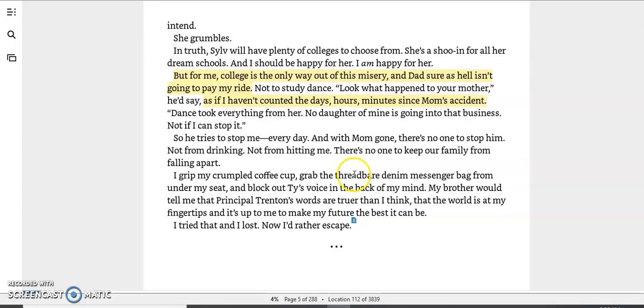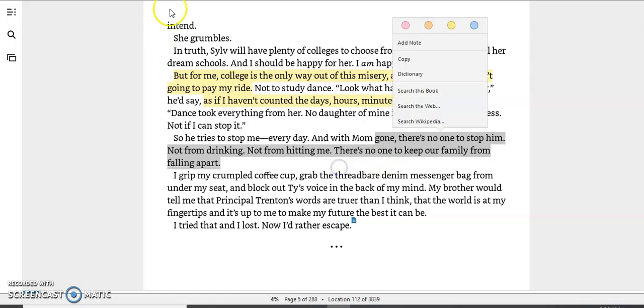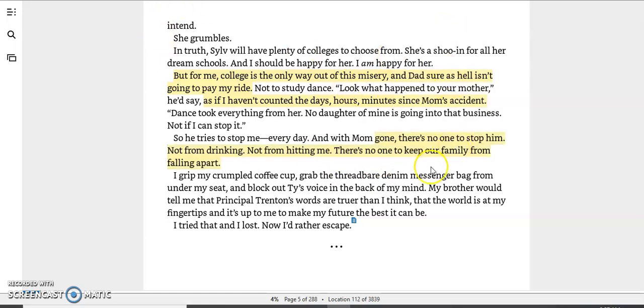Let's see. There's no one to keep our family from falling apart, and there's no one to stop him. Not from drinking, not this whole thing right here, this entire section. There's no one to stop him, not from drinking, not from hitting me. There's no one to keep our family from falling apart. There's a lot here. Let's see, my brother. Oh, all right. I'd rather escape.